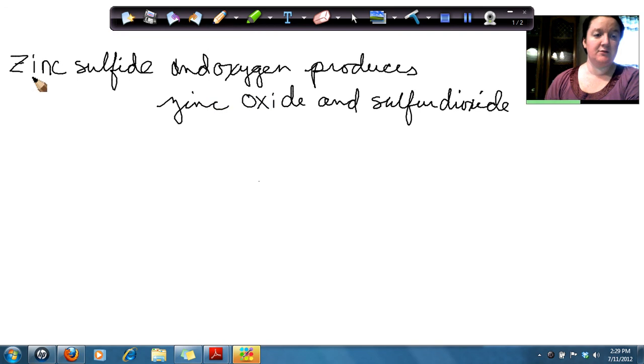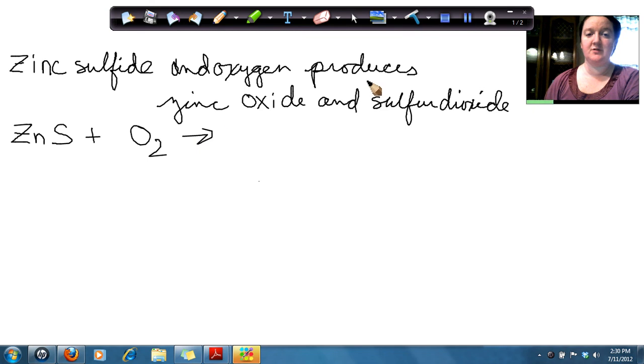In zinc sulfide, we know that zinc has a +2 charge and that sulfide has a -2 charge. So our formula is ZnS. If we think about oxygen, we know it's a diatomic molecule, so we're going to add O2. And that's going to produce zinc oxide. Again, we know zinc has a +2 charge and oxide has a -2 charge. So we have ZnO. And we know that sulfur dioxide, di means 2, so I'm going to take sulfur plus 2 oxygen, SO2.